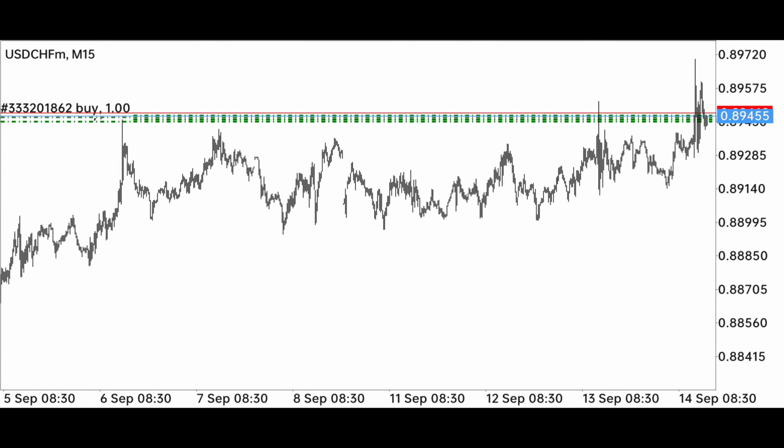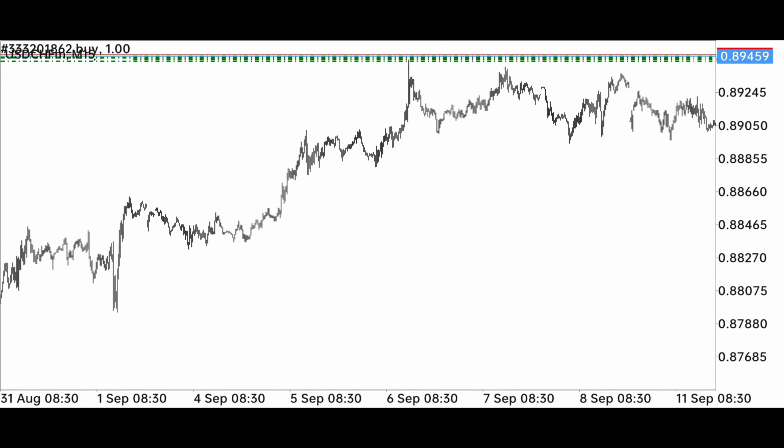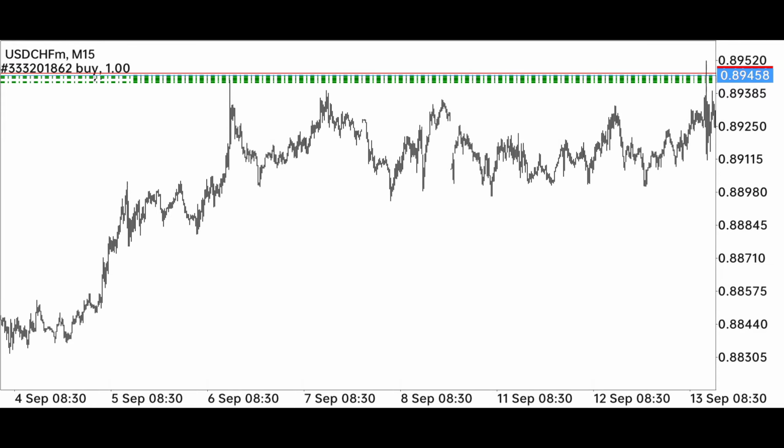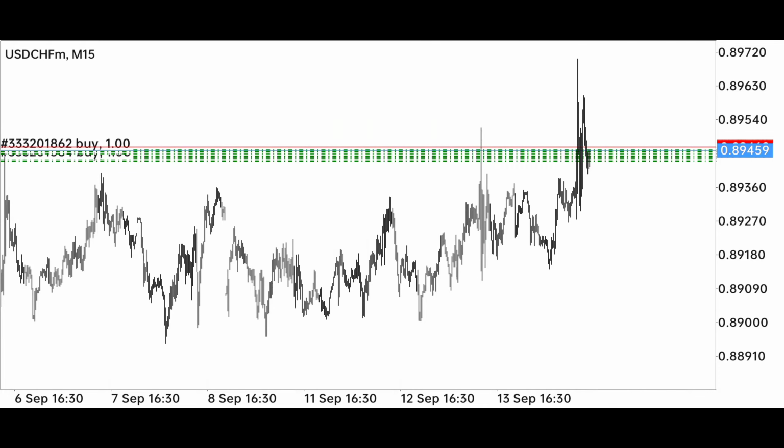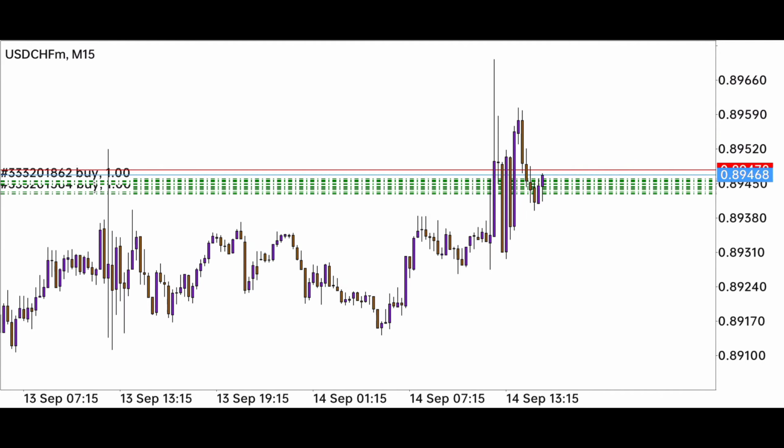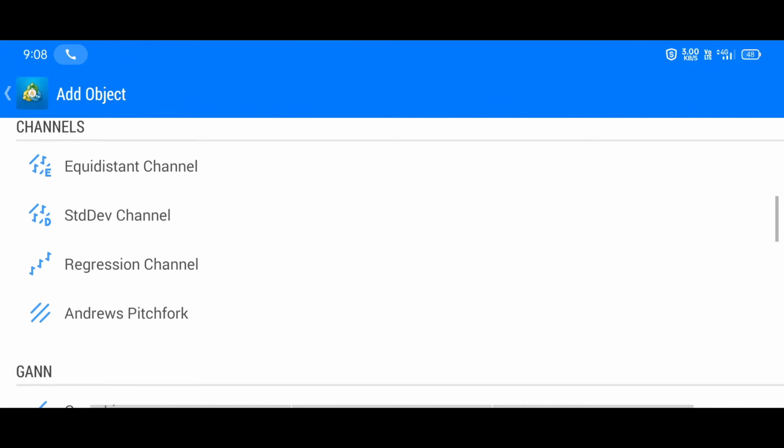Now let me explain the market trend to you so that you can understand the market pattern well. Here the market trend was sideways, but the previous trend was uptrend. Now the market is following the uptrend again. Now let us create a consolidation pattern.